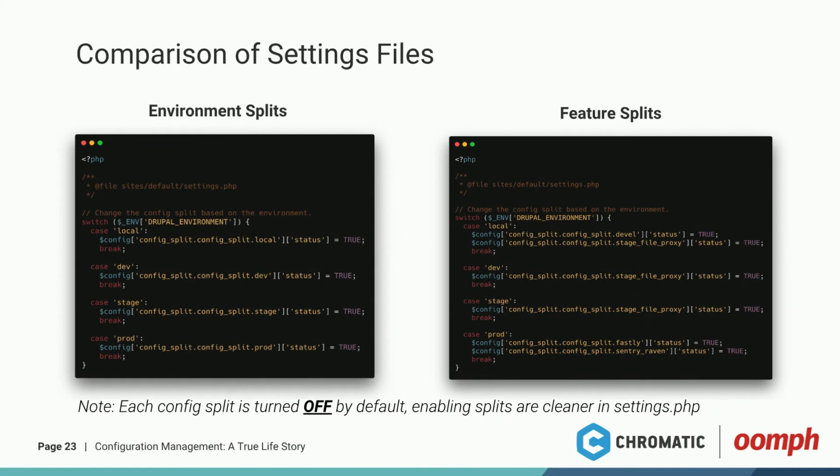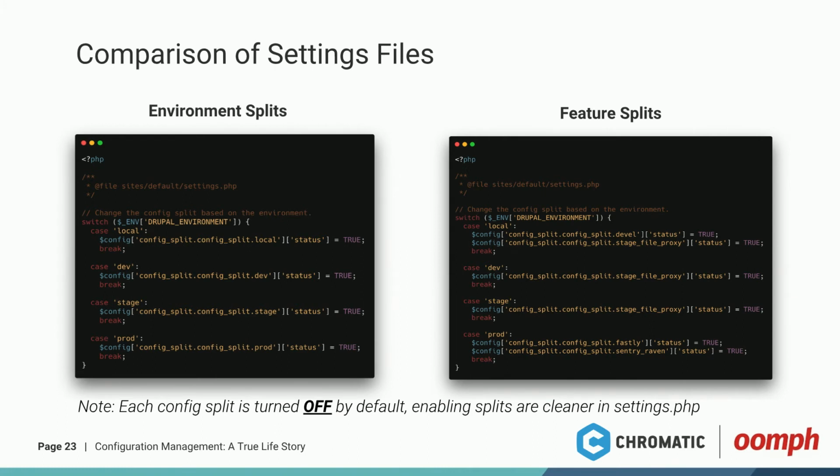With the feature splits, so with environment splits, obviously you have a set number based on the number of environments. How do you determine when you need to create a new feature split? Like, what's your rule of thumb of what needs to be in a different feature? So that's a really good question. Mike's question was, when do you decide you need a feature split, and what determines that?